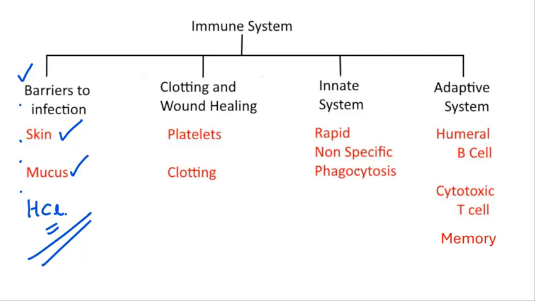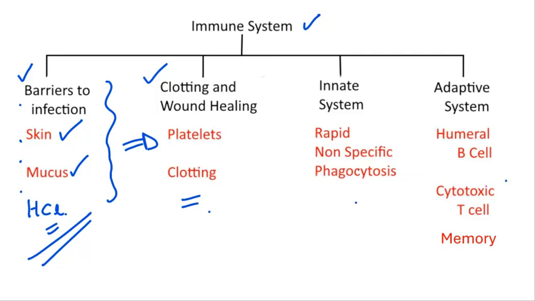But that's where we're going to leave this particular feature and concentrate on the 3 other items under the immune system, looking first in this video at clotting and what we can do if the microorganism, if the pathogen manages to get past the barriers to infection. So if the pathogen gets past those barriers, is there a response that we can produce? We'll look at that in this particular video.